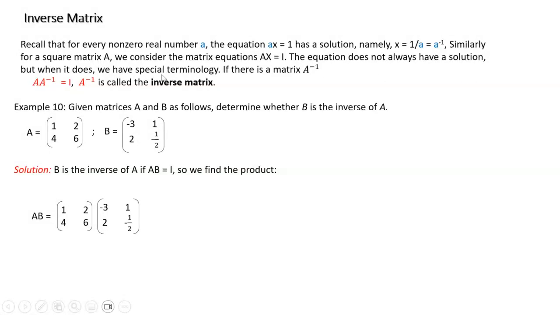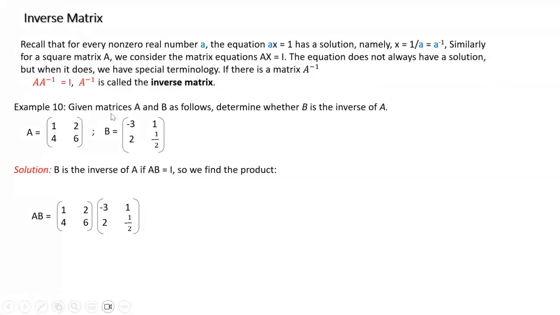Similarly, for the square matrix A, we consider the matrix equation AX equals the identity. The equation does not always have a solution, but when it does, we have a special terminology. If there is an inverse matrix, A to the negative 1 means that this is the inverse of matrix A. So if you multiply the original matrix times the inverse, it will give you the identity. This is called the inverse matrix.